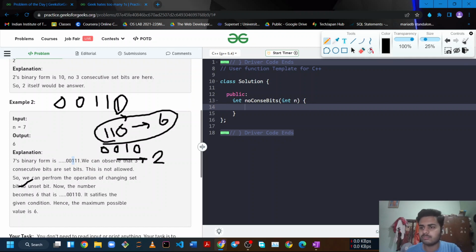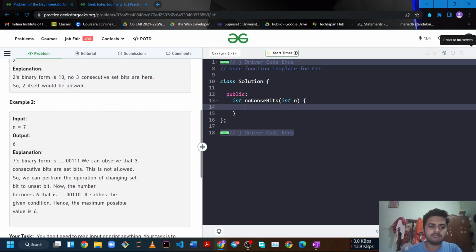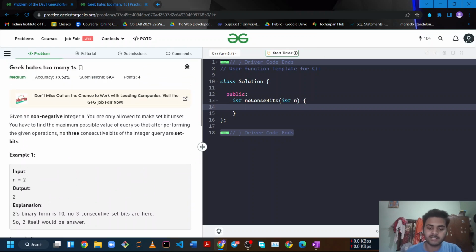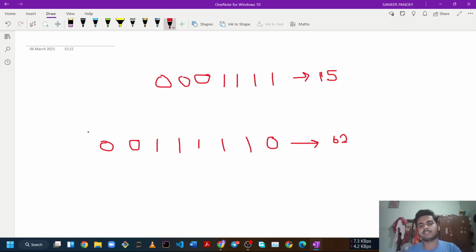So what is our approach? For the approach, I take two examples. The first is the binary representation of 50, and the second is that of 62. If I observe clearly, we have two options: we can move from the left and see if there are three consecutive ones and unset one, or we can move from the right. Let's see both the cases.